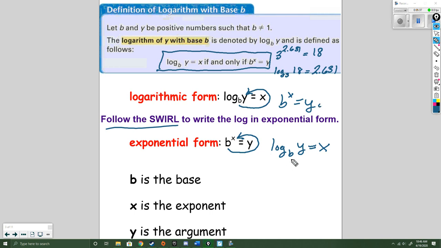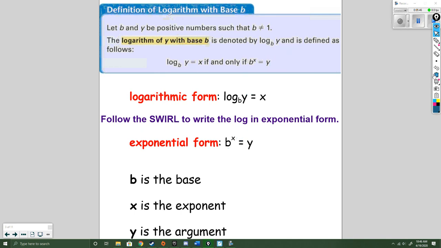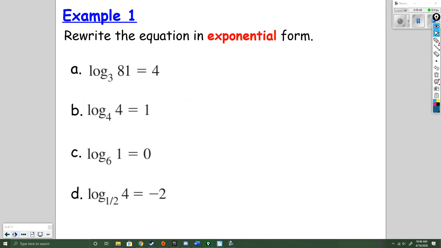Okay, log base b of y equals x, and b to the x power equals y. All right, let's use this to rewrite some of these logarithms and exponents. So let's get to the next one. We're going to rewrite the equation in exponential form.